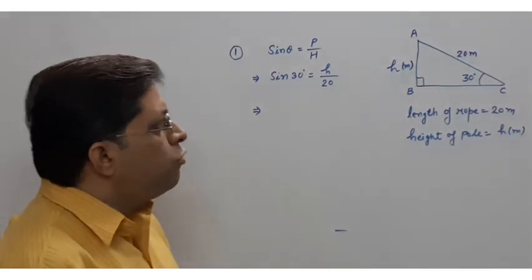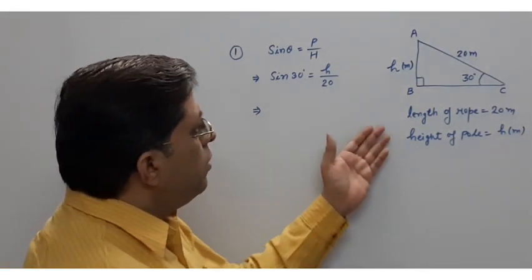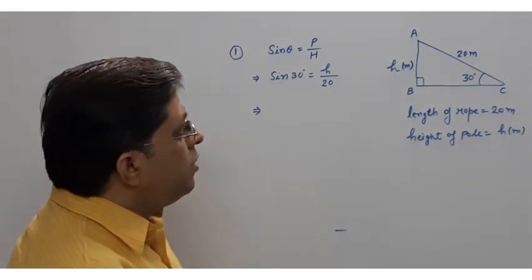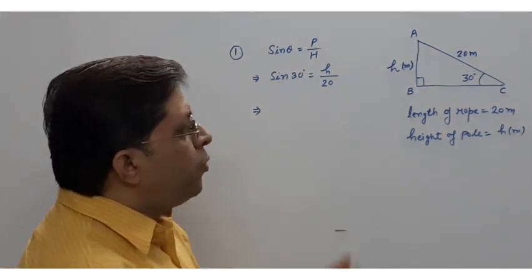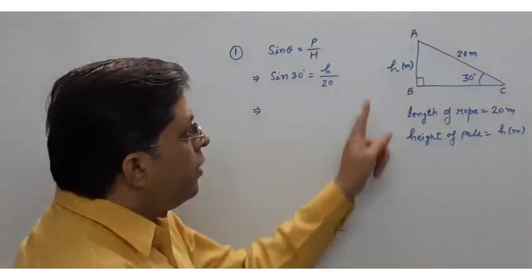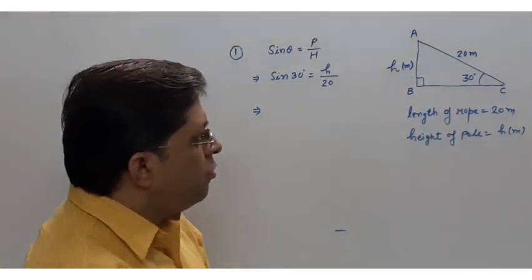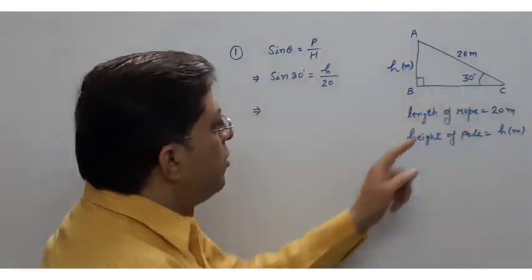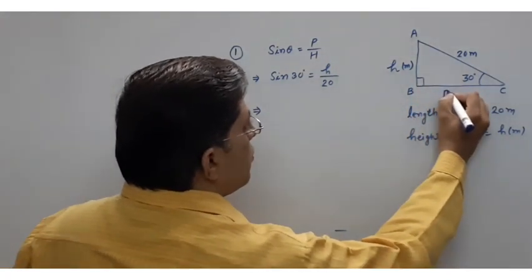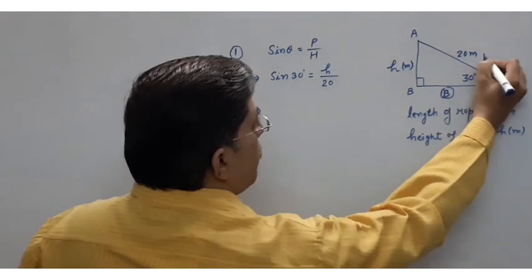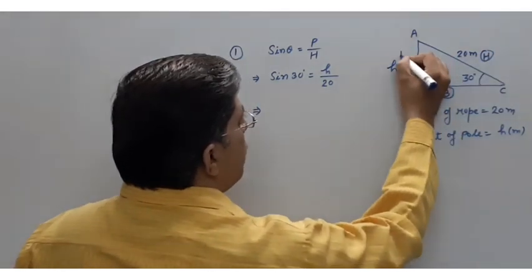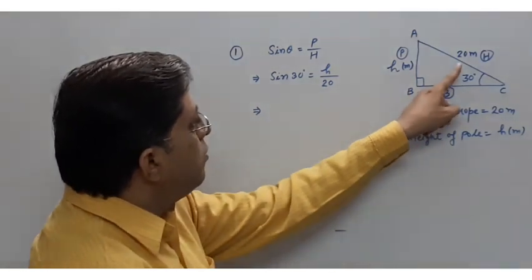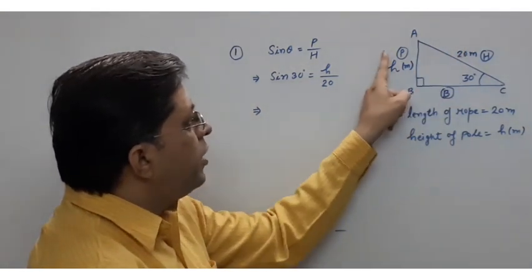According to the question, the length of the rope is given as 20 meters, and let the height of the pole be h meters. According to the figure, two angles are given. This is your base, this is your hypotenuse, and this is your perpendicular. Now the relation is between perpendicular and hypotenuse.